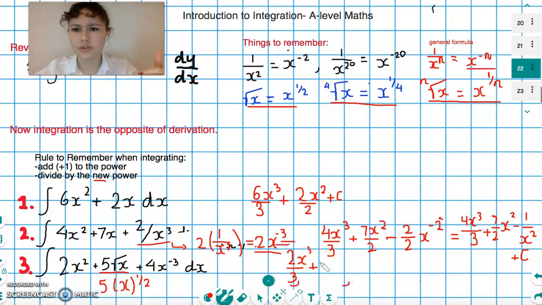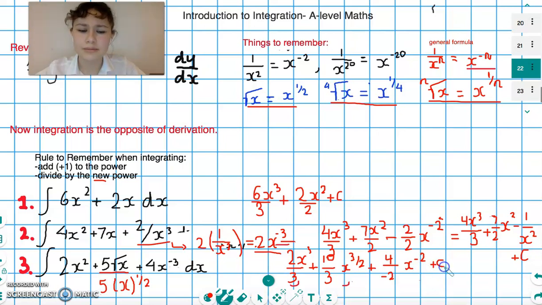You can use your calculator if you're struggling to do this mentally, because we are allowed to have a calculator in our A-level maths exam. So that would give us 10 over 3 x to the power of 3 over 2 plus 1 to the power here, which would be minus 2, so that would be 4 divided by minus 2 and x to the power of minus 2 plus c.